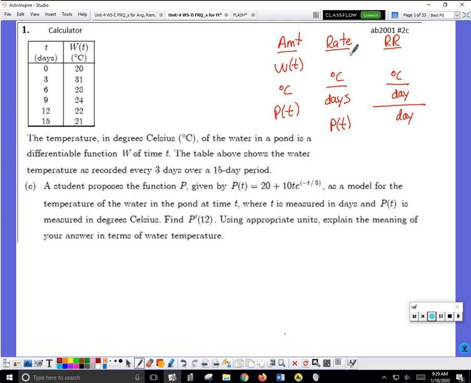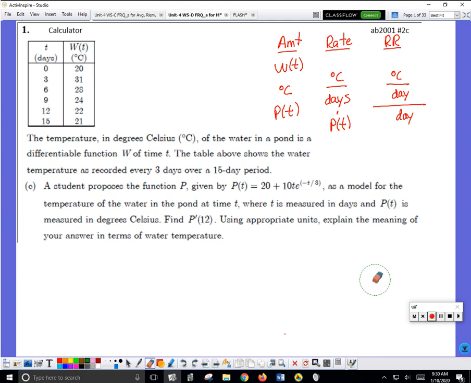We have the temperature of the water. This describes how fast the water temperature changes. So yes, P is the temperature of the water. P prime would be the rate at which the water temperature is changing. 2 for Carson. Other questions?